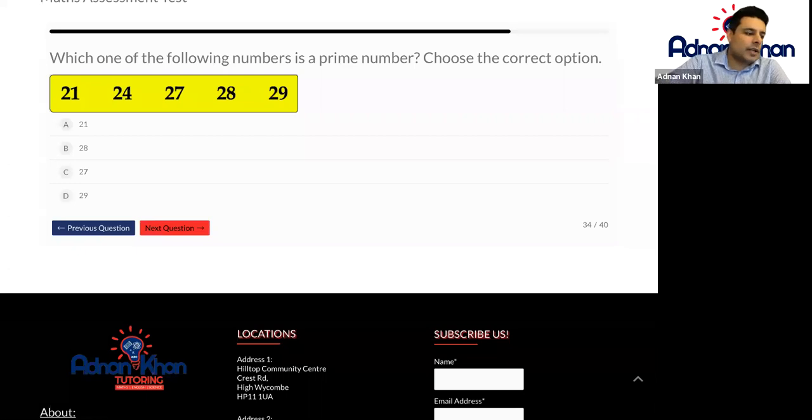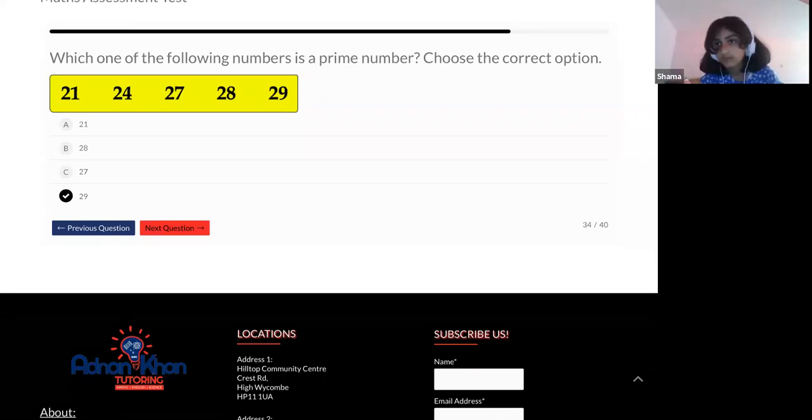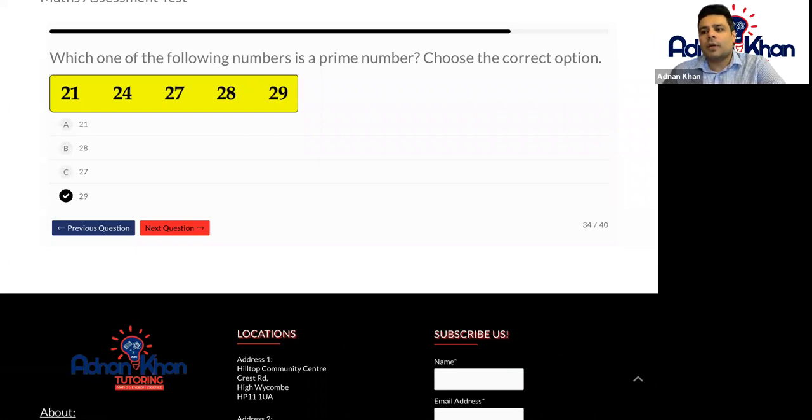And the next one, this one's a slightly harder one. We're going to go for 29, because 21 can be divisible by 7. 24 is divisible by 3 and 8. 27 is divisible by 3. 28 is divisible by 2 and a few other numbers. 29, there is no other number that can divide into 29 apart from 1 and 29.